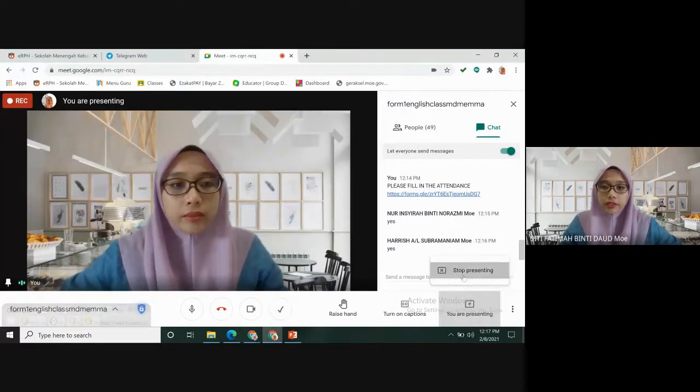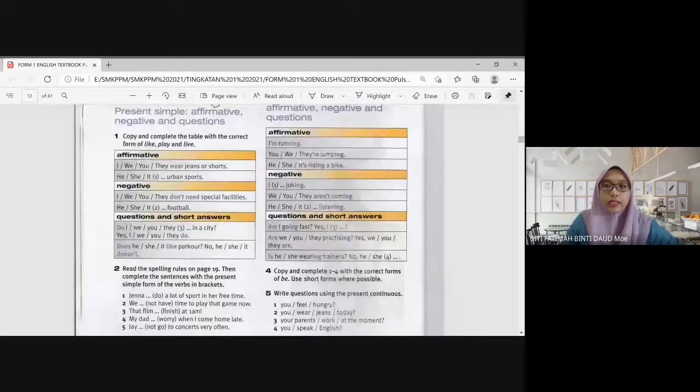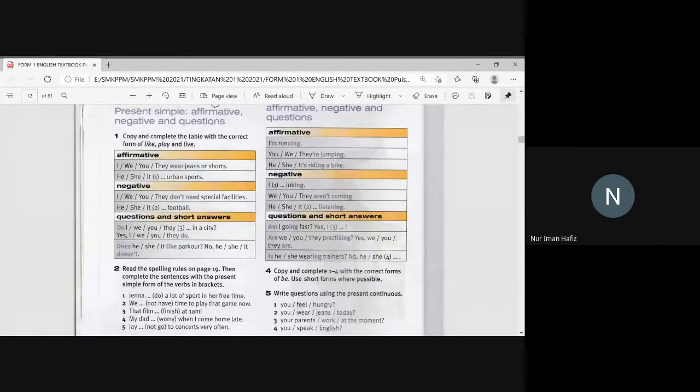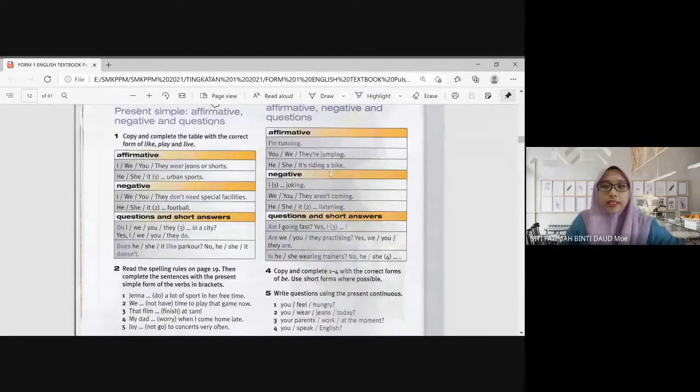All right, so we are going to look at the textbook, back to the textbook on the same page. I'm running. We, you, they are jumping. He, she is riding a bike. It says actually it is. Here, they are, there are. This is the short form, and here, it is. Okay, negative. For negative, you must put not.